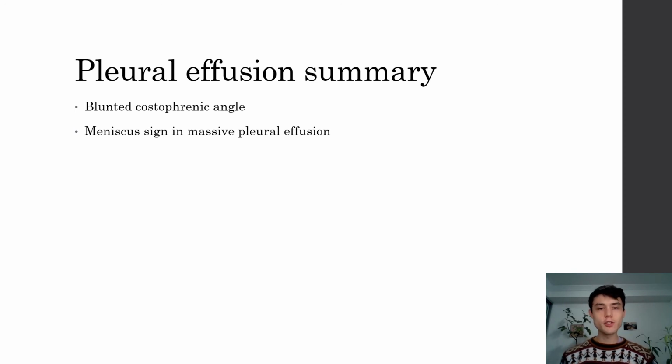So in pleural effusion, you firstly will get a blunted costophrenic angle. And that's what happens when you have about 50 milliliters of fluid in the pleural space. But as we just saw, you can also get a meniscus sign in a massive pleural effusion. And this can start to form from about 200 milliliters of fluid, although the X-ray we just saw would have had a lot more than 200 mils.